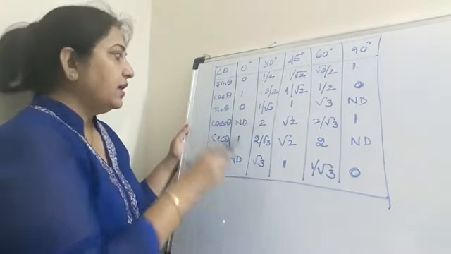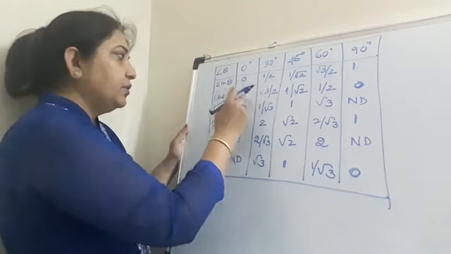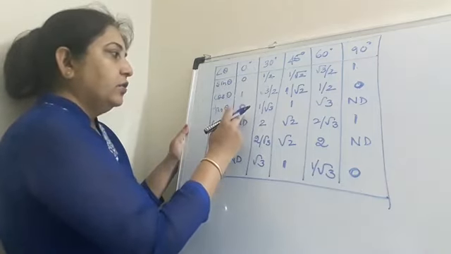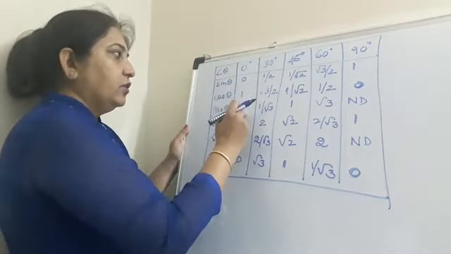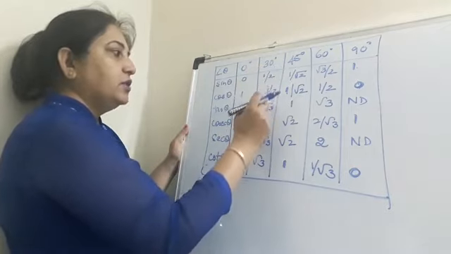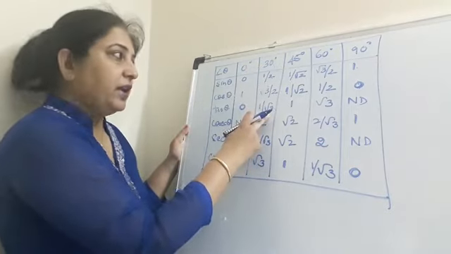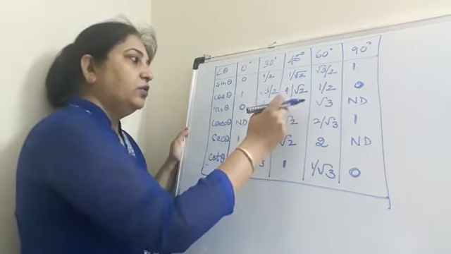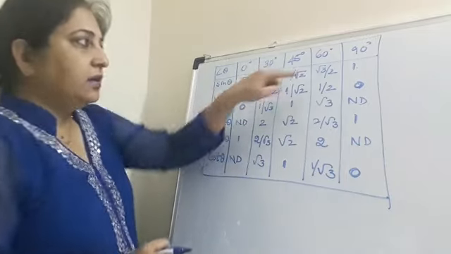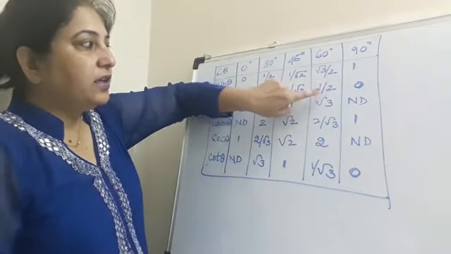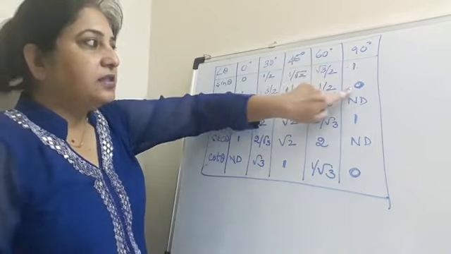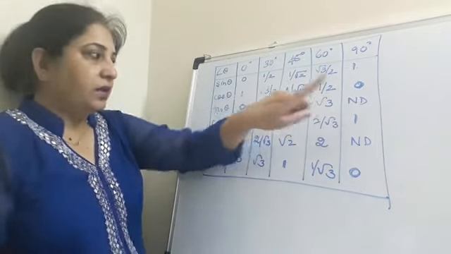Now since we know that tan theta is sin theta upon cos theta, it will be 0 upon 1, 0. 1 by 2 upon root 3 by 2 will give you 1 by root 3. 1 by root 2 upon 1 by root 2 will give you 1, then root 3 by 2 upon 1 by 2 will give you root 3, and 1 by 0 will give you not defined.